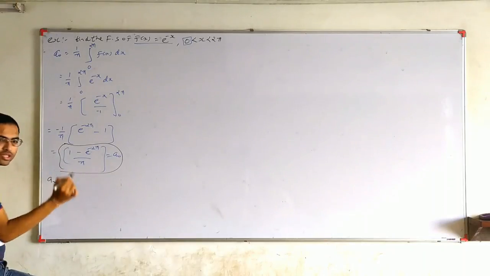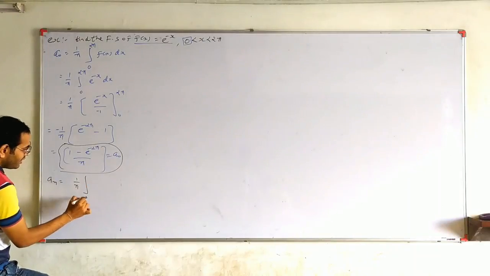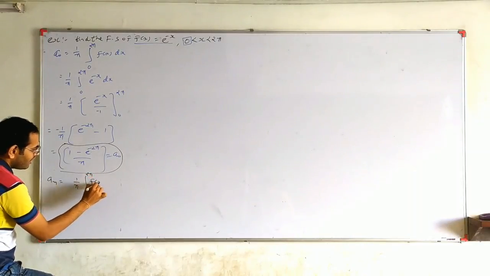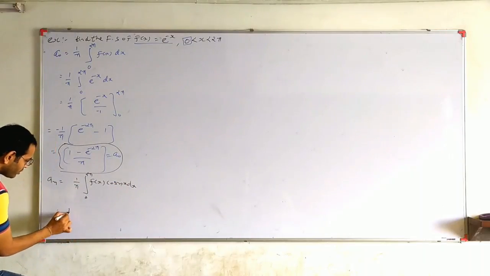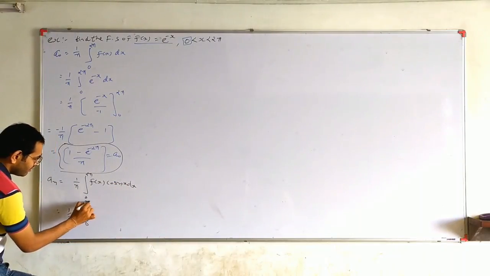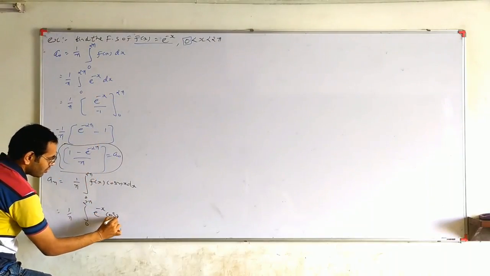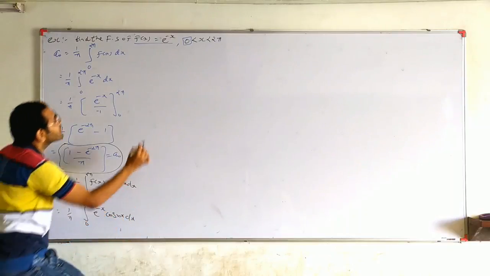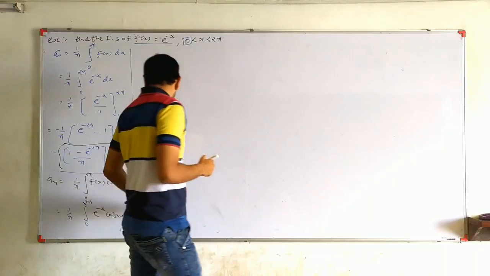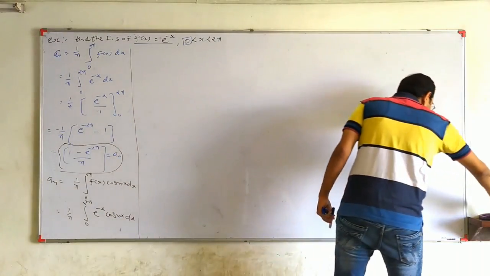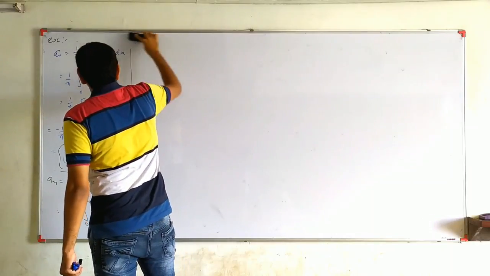Now the next Fourier coefficient is an. Then 1 upon pi integral 0 to 2 pi f of x cos nx dx. Then substitute the function, that is our exponential function, cos nx dx. In this formula we cannot go for Bernoulli's rule.